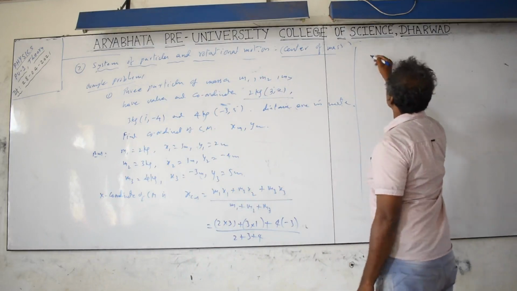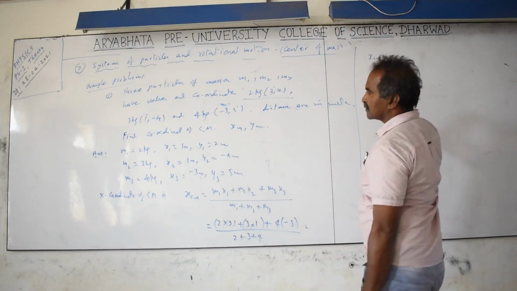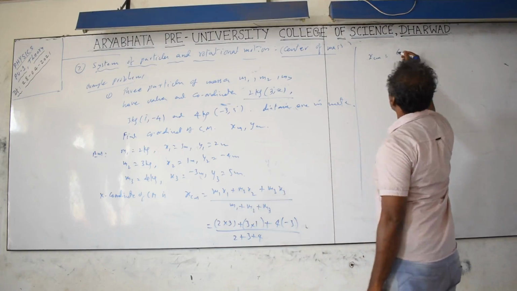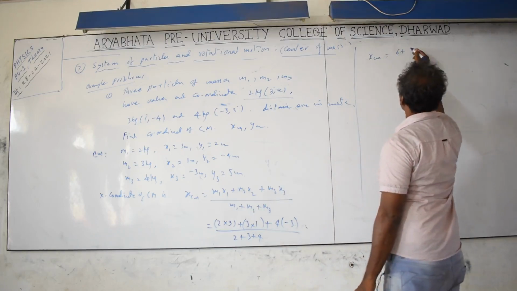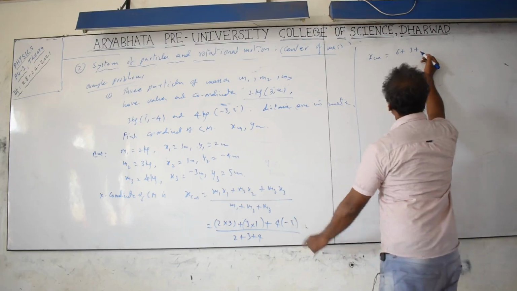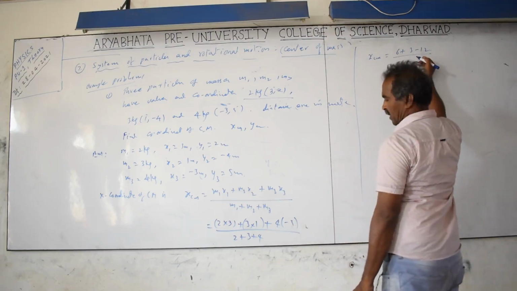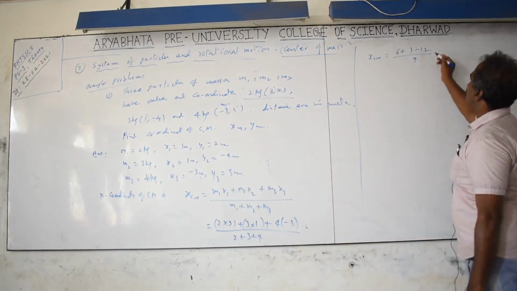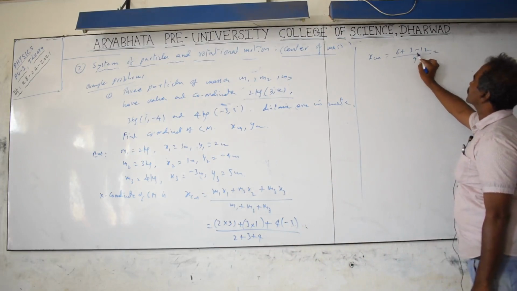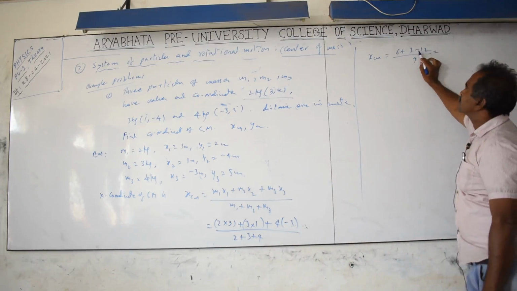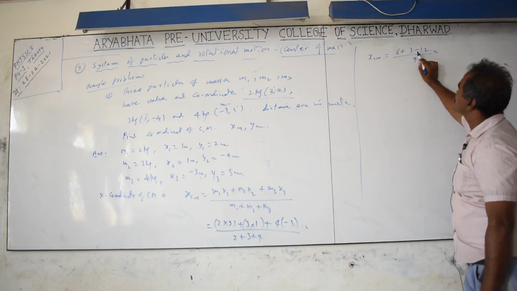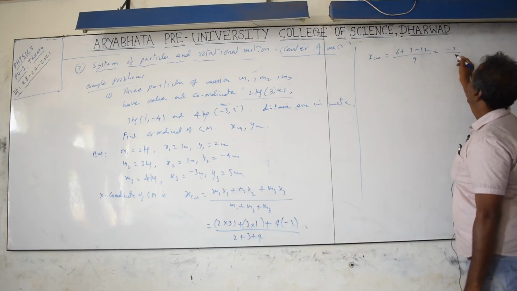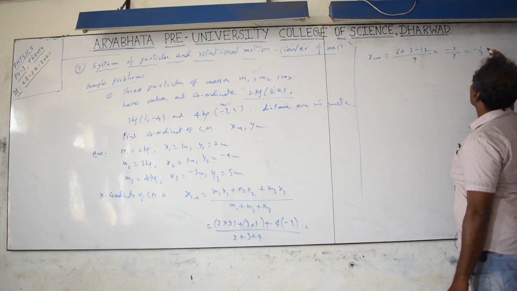So xcm becomes 2 3s are 6 plus 3 plus minus 12 by 9, which is equal to 6 minus 12 is minus 6, minus 6 plus 3 is minus 3 by 9, which is equal to minus 1 by 3 meters.